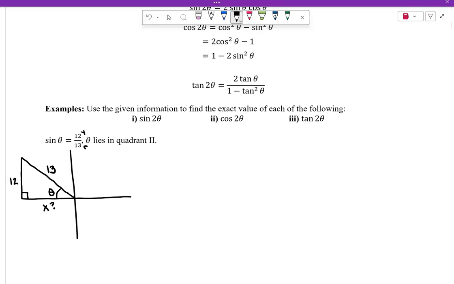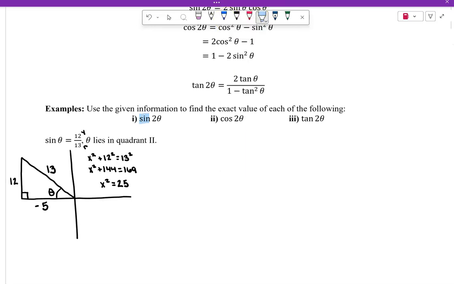So we can use our Pythagorean theorem. Remember, I used the one with the x's, y's, and r's. So x squared plus y squared equals r squared. So we're going to have x squared plus 144 equals 169. Subtract the 144 from both sides, and we get 25. Now, when I go to square root that on both sides, we get a 5. Now, this is the part where you have to remember you are in quadrant 2. In quadrant 2, x's are negative. So we got to make that a negative 5. Okay, so let's see what we got here.